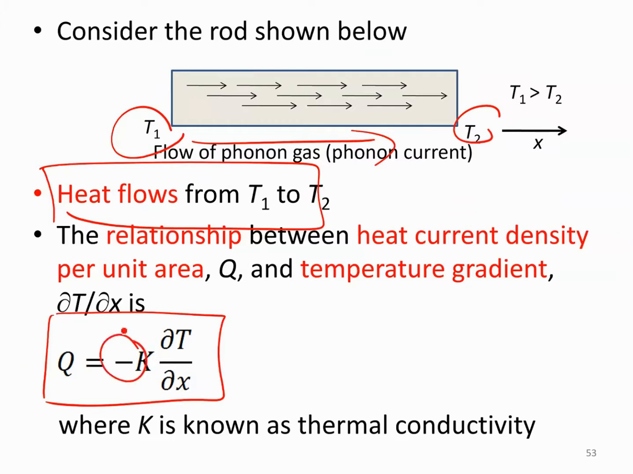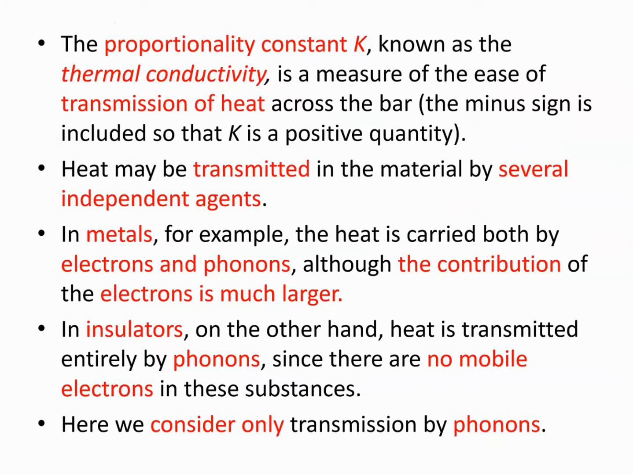So why do we put the negative sign here? Because we are referring from T1 to T2, from the hotter one to the colder one, you'll get a negative result. So in order to get a positive Q, we just add in the negative sign here. So the proportionality constant K, known as the thermal conductivity, is a measure of the ease of transmission of heat across the bar. And the minus sign is included so that K is a positive quantity.